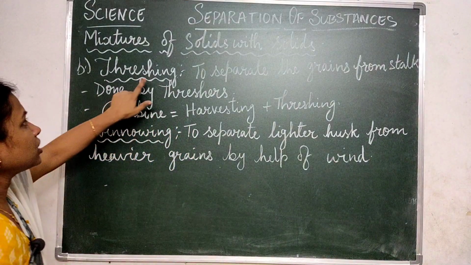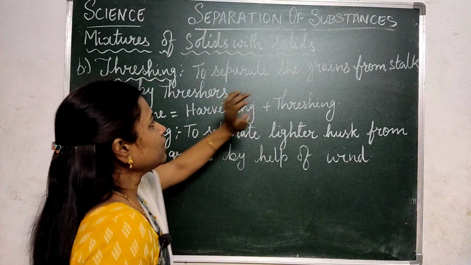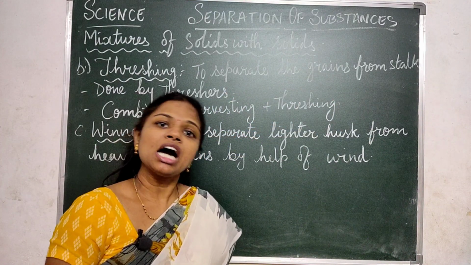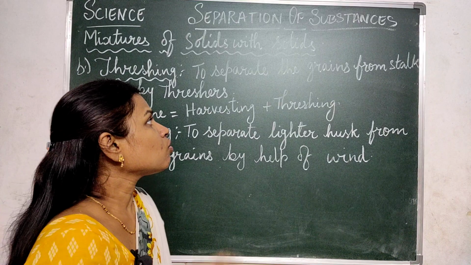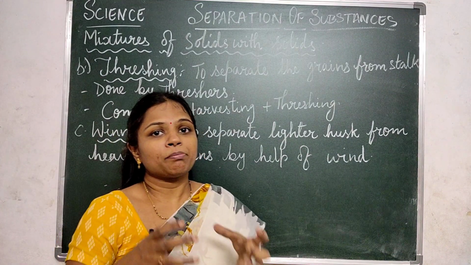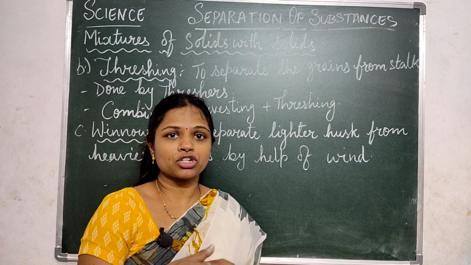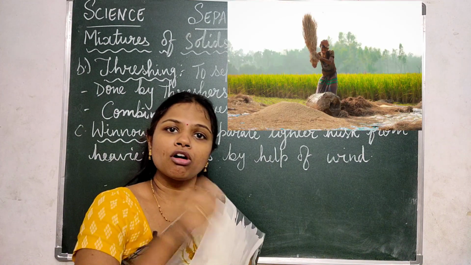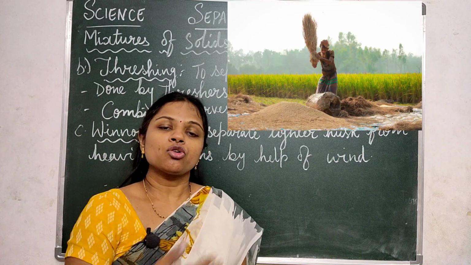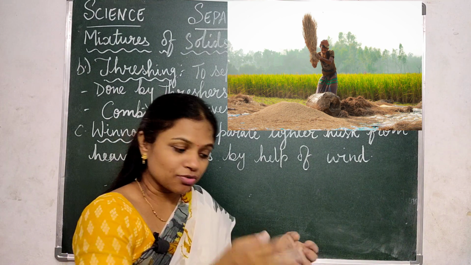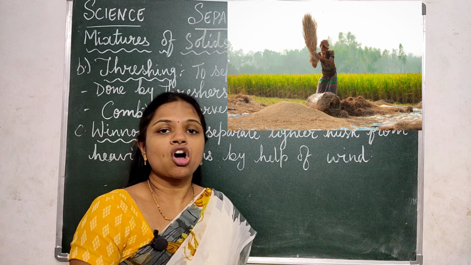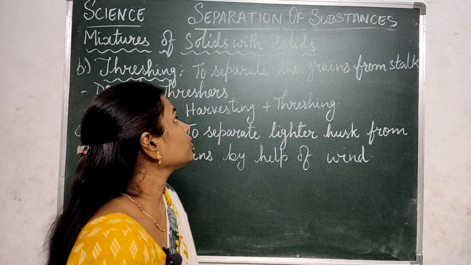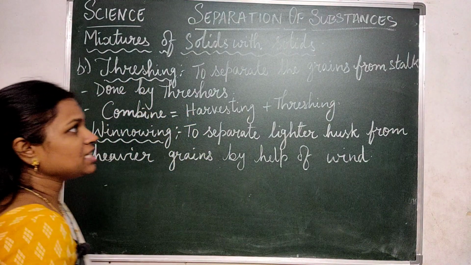So in threshing, we mainly separate the grains from the stalk after the harvesting. What they do is take a bunch of the harvested crop and keep on beating it onto a stone or any hard surface. When they beat, the grains fall off and the stalk gets separated from the grains. That is how threshing is mainly done.